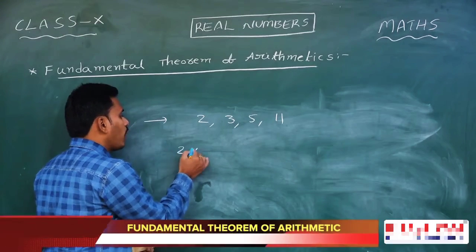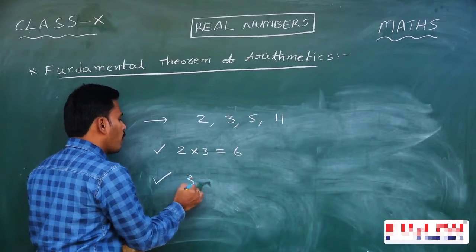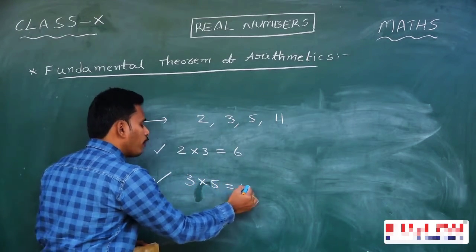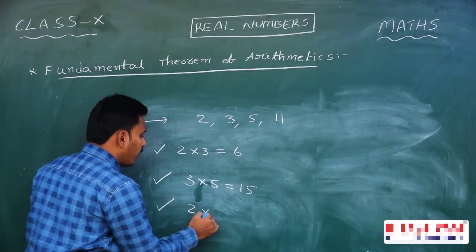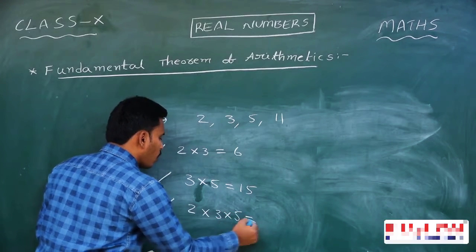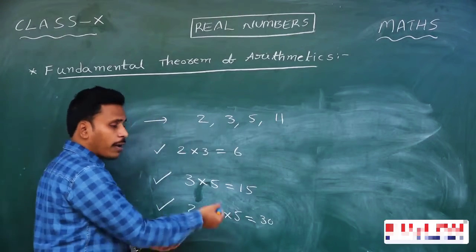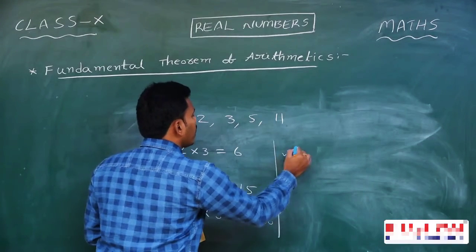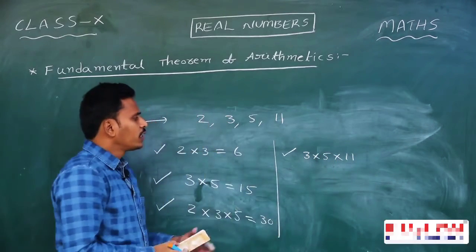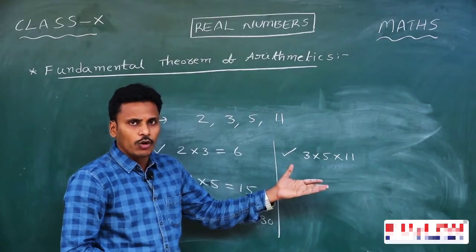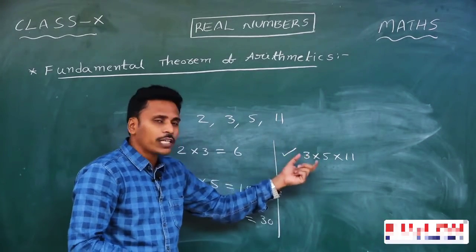See, if I take 2 and 3, if you multiply 2 and 3, you get 6. And suppose you multiply 3 and 5, you will get 15. Why only 2? You may take 3 numbers. Suppose you multiply 2, 3 and 5, what do you get? 2 into 3 is 6, 6 into 5 is 30. Another number. And if you take 3 other numbers like 3, 5 and 11, 3 into 5 is 15, 15 into 11 is 165. See, you will get some other number. Okay, leave aside the result, but you have a number.